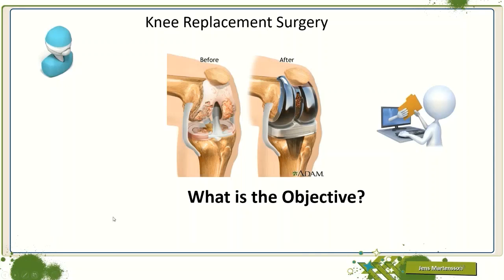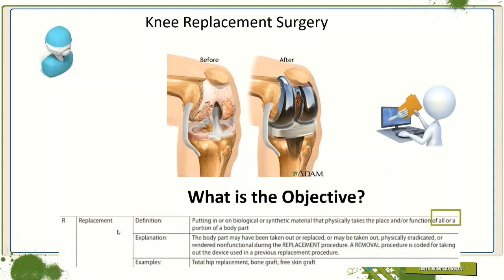All right, so the answer is replacement, because the definition of replacement is putting in or on a synthetic material that physically takes the place and or function of all or a portion of a body part. Coders, just by visualizing this picture, I believe the objective is met. A synthetic material was placed into this person's joint, and it is taking the place of all or function of that joint, because the joint obviously can't do it anymore. So the correct answer is replacement.